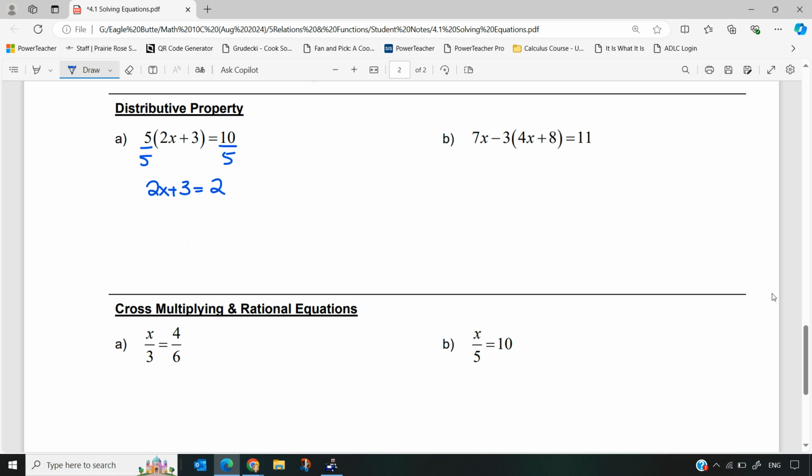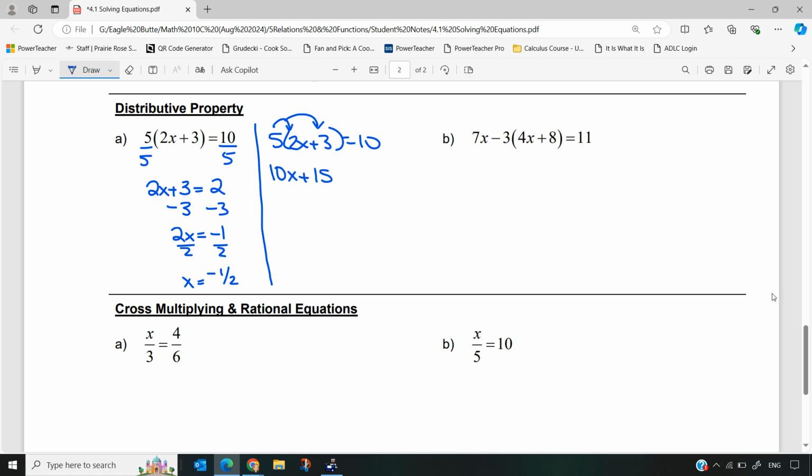10 divided by 5 is 2. And then I need to peel away my layers. So in this case, I'm going to subtract 3 and then divide by 2. So subtracting 3 from both sides gives me 2x equals negative 1. And then dividing by 2 on both sides gives me x equals negative 1/2. Now I can also use the distributive property and I will get the same answer. So instead of dividing by 5, I could have multiplied my 5 through. So that would have given me 10x plus 15 equals 10.